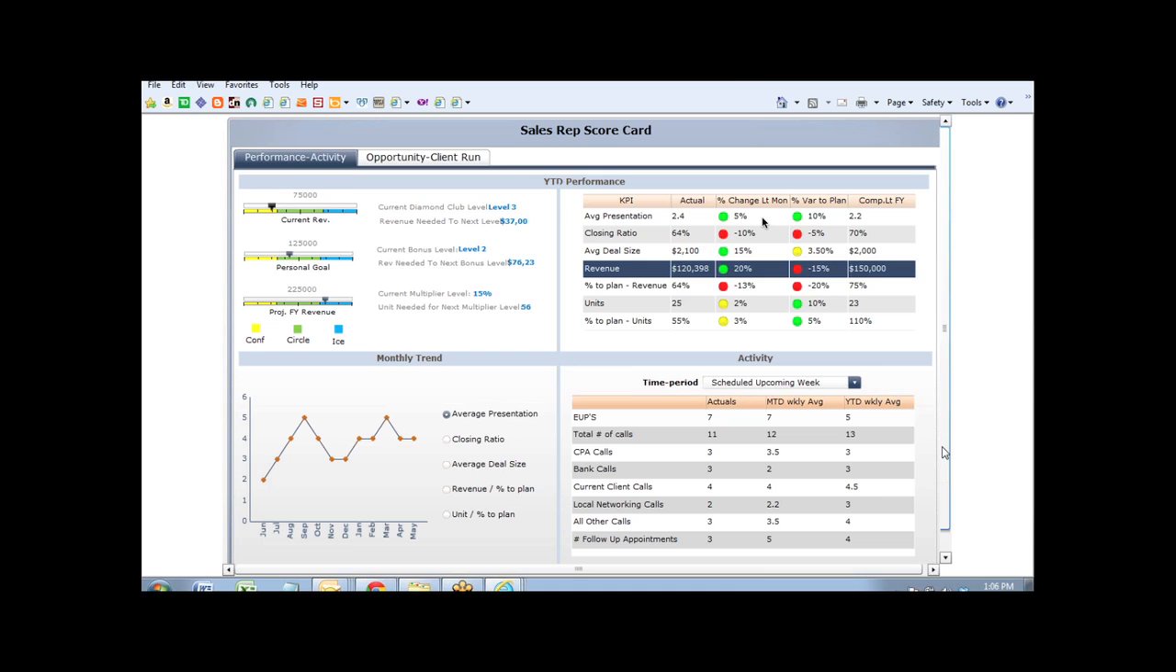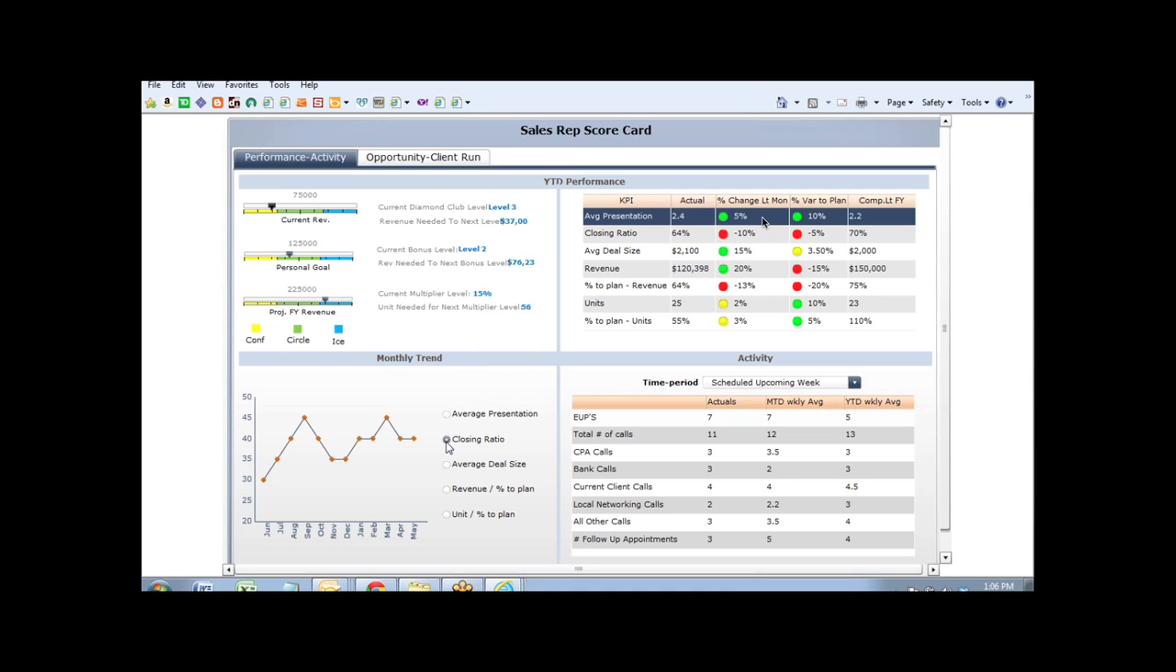Here's an example of a sales rep scorecard dashboard, which gives the performance activity of a sales rep and the opportunity client run details. You can quickly see that there is a year-to-date performance that can be viewed of an individual sales rep, along with the actual performance, the KPIs, the various key performance indicators that you want to look at. And then also look at the monthly trends, the average number of presentations, the closing ratio, the average deal size, the revenue percentage to plan, and the number of units percentage to plan.